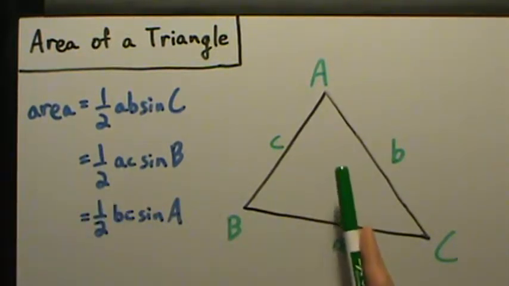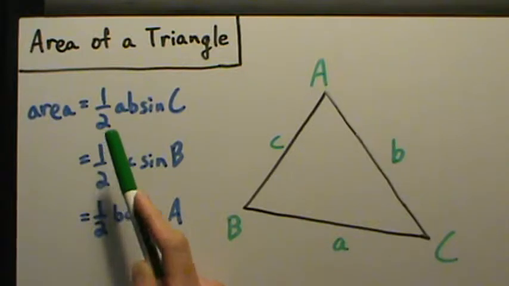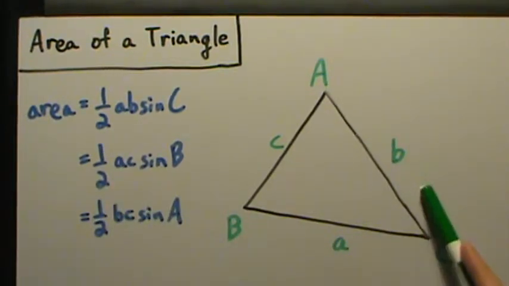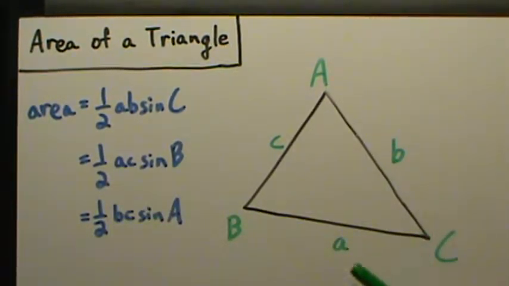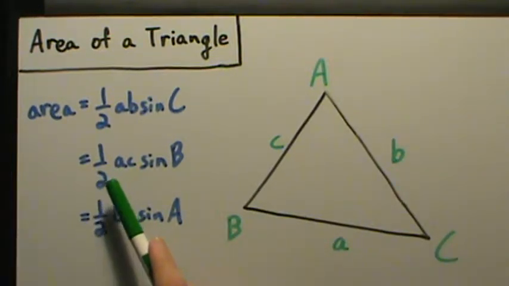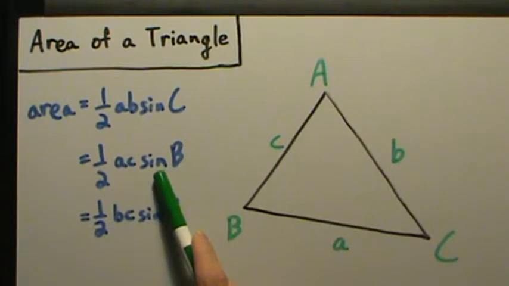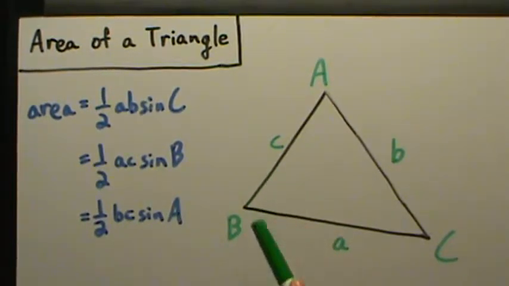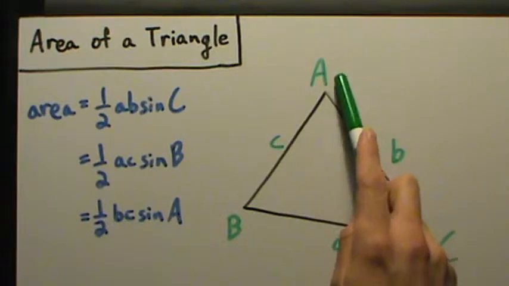So here, if you want the area of this triangle, you would take 1/2 times little a times little b times the sine of angle C. So these two sides and the sine of the angle between them. Or 1/2 times little a times little c times sine of big B: little a, little c, and big B is the angle between them. Or 1/2 times b times c times sine of capital A: little b, little c, capital A is the angle between them.